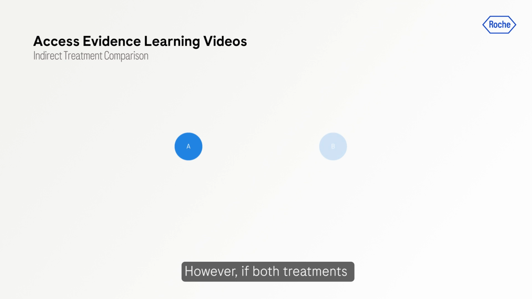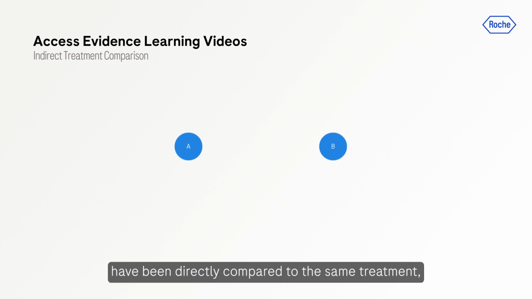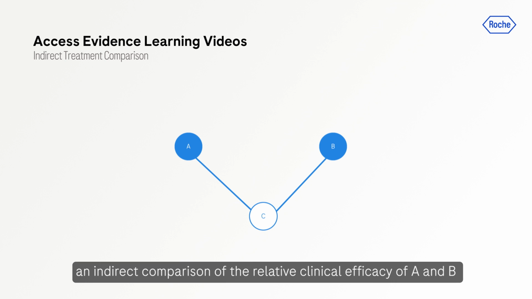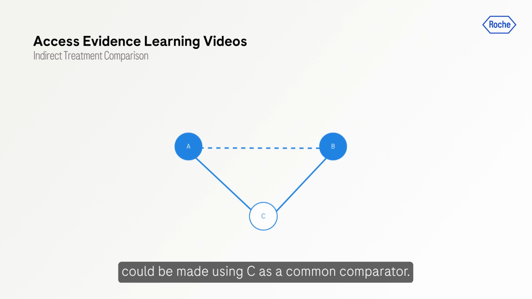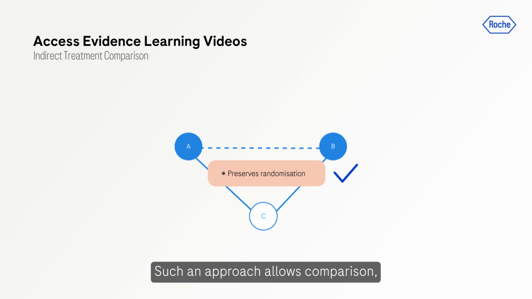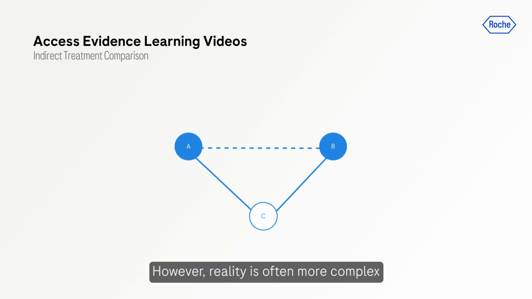However, if both treatments have been directly compared to the same treatment, say, treatment C, in separate clinical trials, then an indirect comparison of the relative clinical efficacy of A and B could be made, using C as a common comparator. Such an approach allows comparison while preserving the randomization of patients within each trial. However, reality is often more complex than the example that has been described.